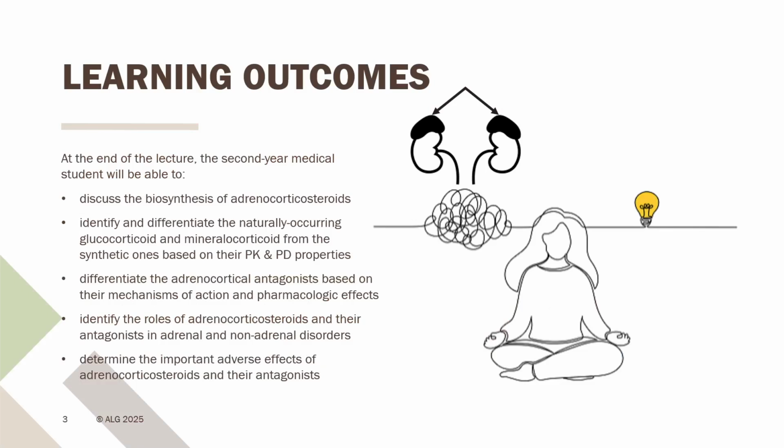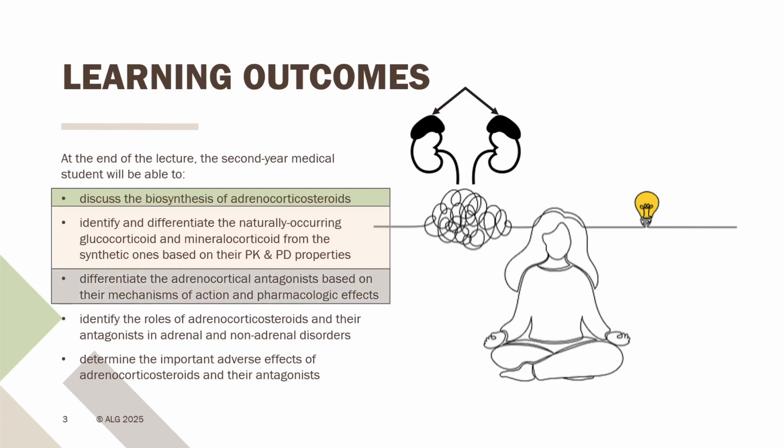At the end of the lecture, you'll be able to discuss the biosynthesis of adrenocorticosteroids, to identify and differentiate the naturally occurring corticosteroids from their synthetic counterparts based on their pharmacologic properties, to differentiate the antagonists based on their mechanisms of action and pharmacologic effects, to identify the roles of corticosteroids and their antagonists in adrenal and non-adrenal disorders. And lastly, to determine the important adverse effects of these drugs.